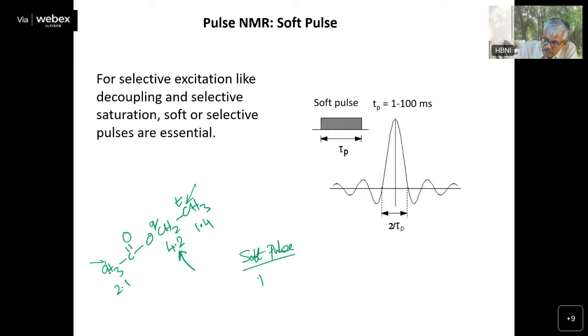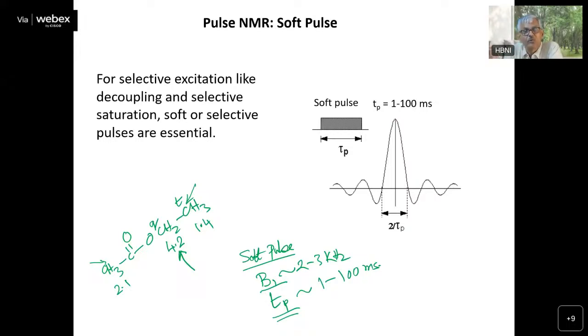With a soft pulse, you will see the B1 will be around 2 to 3 kilohertz or less. And you will see the pulse duration is also around 1 to 100 milliseconds. Previously you were doing microseconds, now we have come down to milliseconds. So you have reduced the B1 field and increased the TP. Automatically you see the excitation profile here: it will selectively excite a particular group of nuclei without affecting the others.